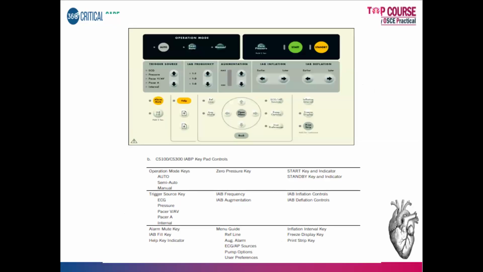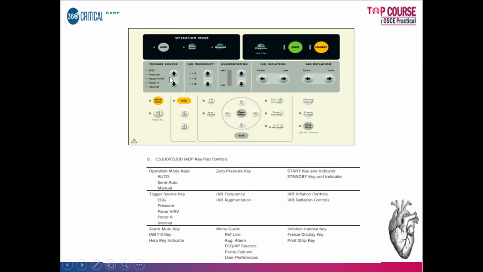So this is what a console looks like. These are the keypad controls which are usually present. First, the operating modes. You can use either a semi-auto mode, auto mode, or a manual mode. The first things you can see are start, standby and zero pressure, which are the main controls. After that, we have a lot of other keys that we can use.